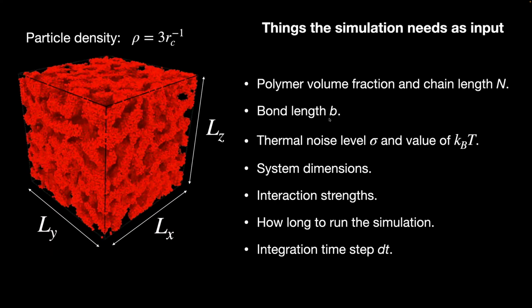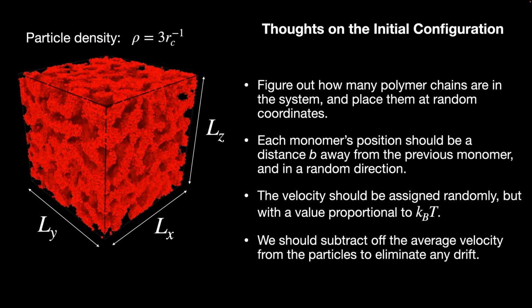We need to set the average bond length that we expect, more or less like setting the statistical segment or Kuhn length. We need to set the thermal noise level, sigma, and set the value of kBT. Usually we set kBT equal to 1, and then from this we will compute gamma. I already said system dimensions. We need to set the interaction strength, those Aij terms in the conservative force. We need to tell the simulation how long to run, and we need to specify the integration time step dt. Okay, so that's what will go into the simulation.